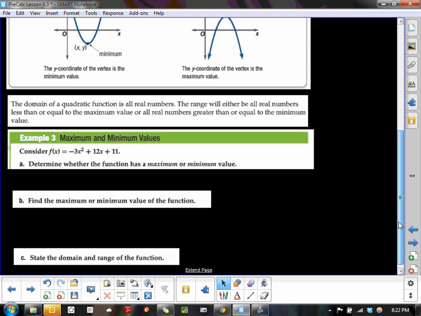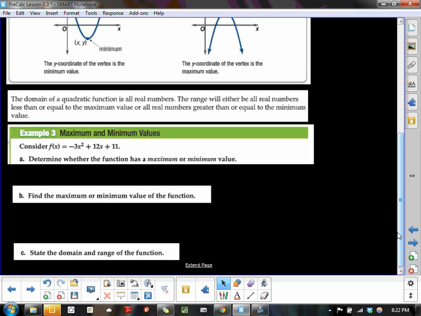So their first question is determine whether the function has a maximum or a minimum value. Well, I know that the value of a is my sole determiner on whether or not it's going to be a maximum or minimum, and because a is equal to negative 3, that means it's negative and it's going to be a frowning curve. And every time we have a frowning curve, then we are going to have a maximum point. So it's fairly easy by inspection to determine you have a maximum.